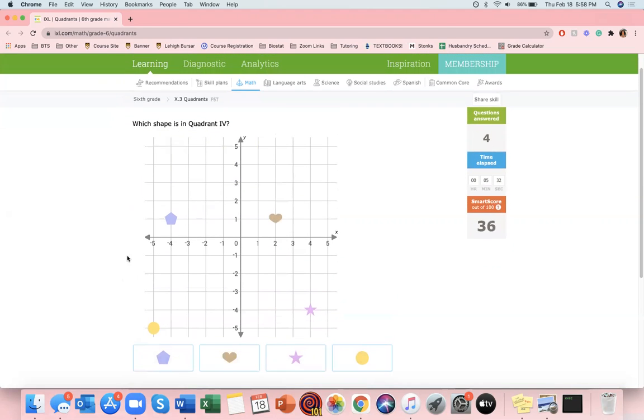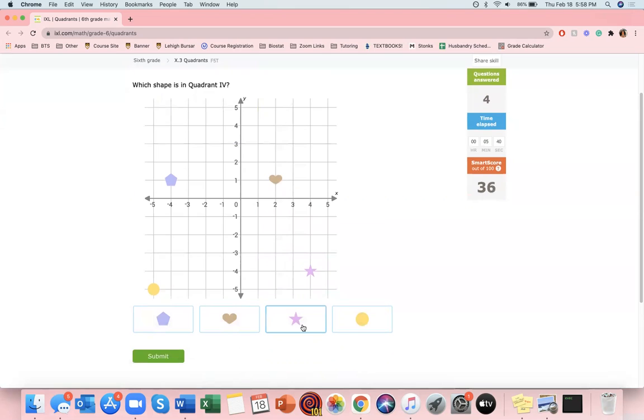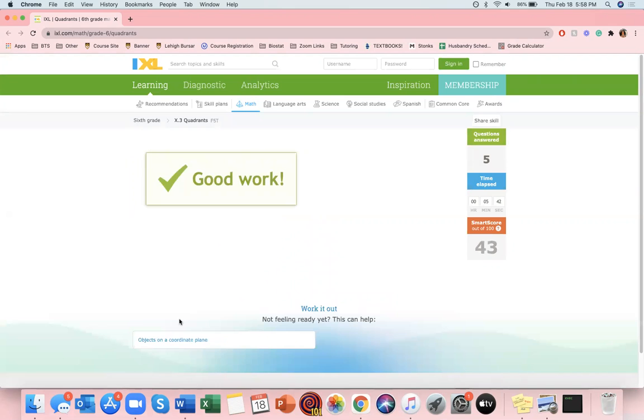All right. So which shape is in quadrant 4? This is the first, second, third, fourth. It would be this pink star.